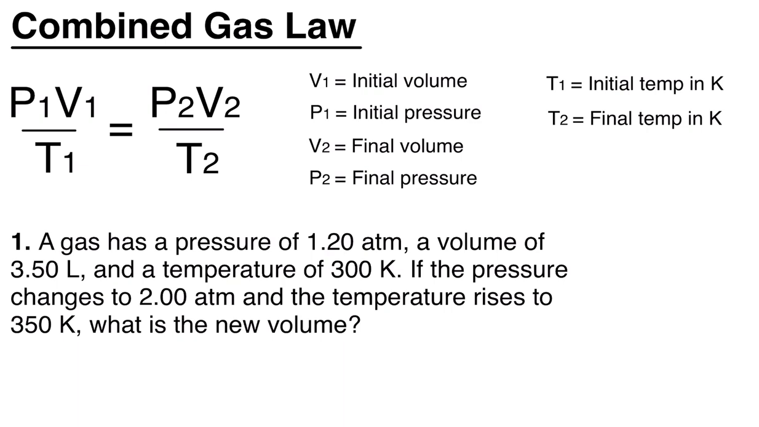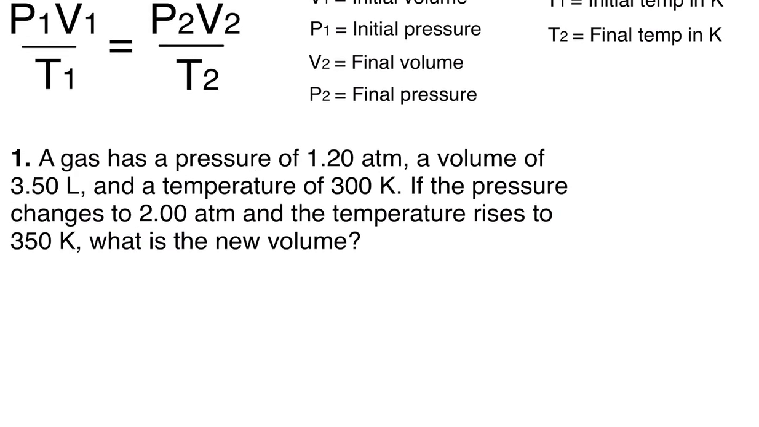Just make sure that your temperature is always in Kelvin and the pressure and the volume are in consistent units. With that in mind, let's go over the first problem. A gas has a pressure of 1.2 atmospheres, a volume of 3.5 liters, and a temperature of 300 Kelvin. If the pressure changes to 2 atmospheres and the temperature rises to 350 Kelvin, what is the new volume?